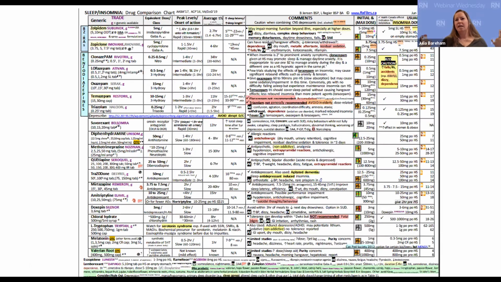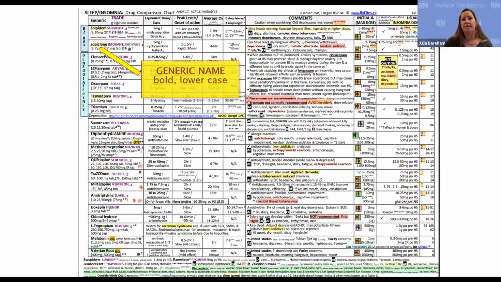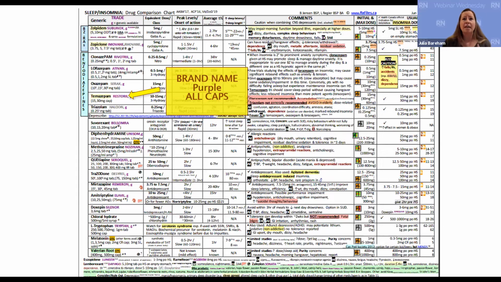So here again is a very busy, overwhelming RxFiles chart. This happens to be sleep and insomnia. So I just want to show you what type of information is contained in all of our charts. You're always going to get the generic name. It's going to be bold and lowercase. And then you're going to get the brand name or the trade name. And we always put that in purple. If you see it in gray, it means it's just no longer available as a brand name product, like the patent's expired and the pharmacy, for example, couldn't order that in.